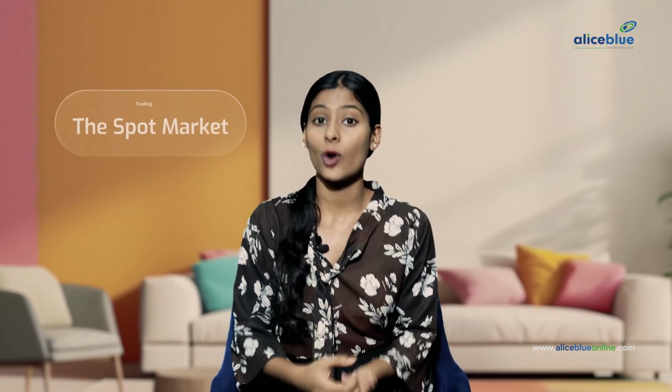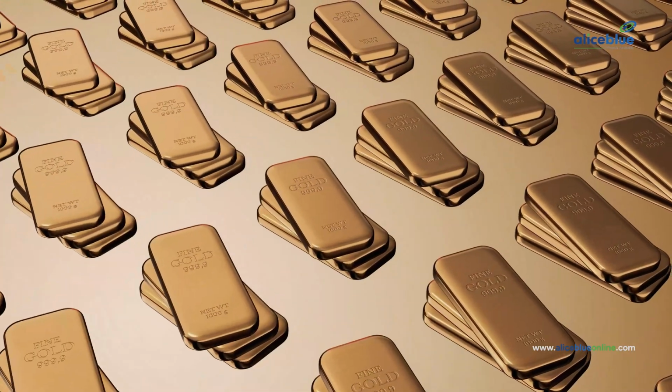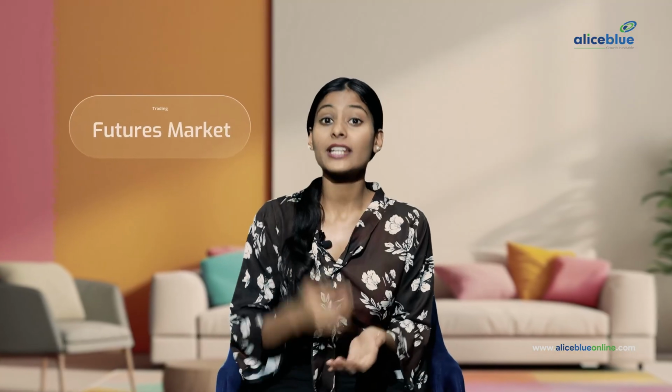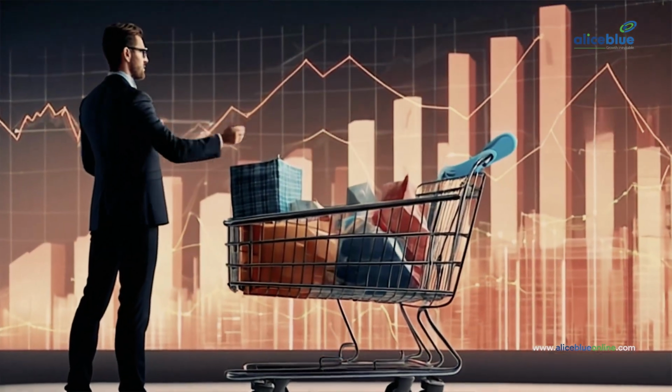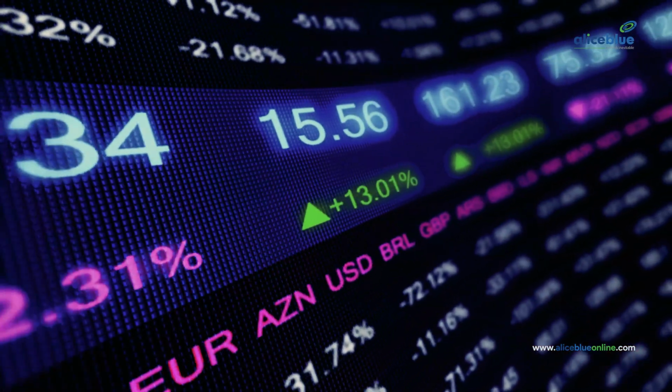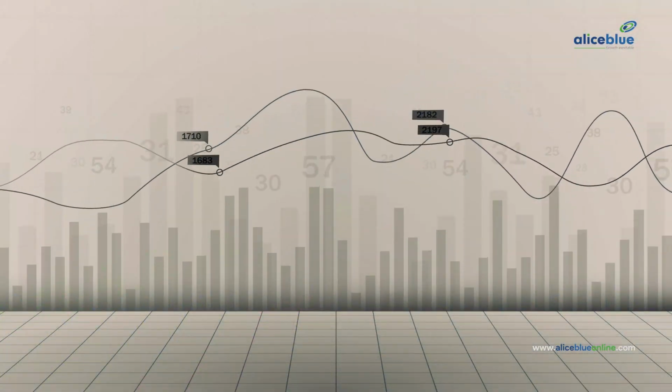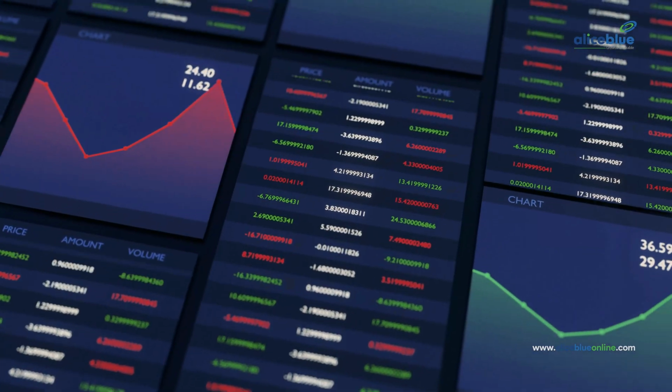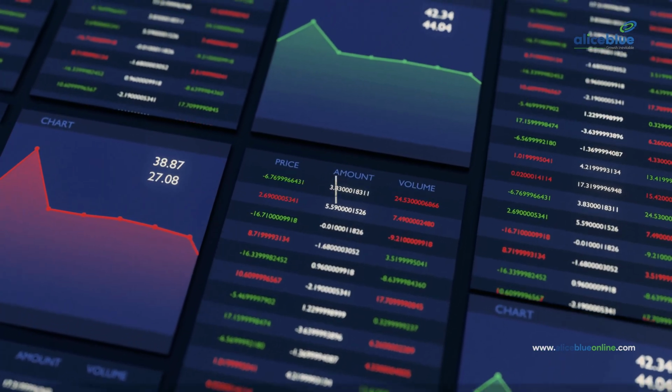Within these markets, trading happens in two primary ways. The spot market, where commodities are bought and sold for immediate delivery. For example, buying gold in the spot market means you get the gold right away. The other is the futures market, where traders buy and sell contracts to deliver a commodity at a future date for a predetermined price. This setup allows you to lock in prices now for items you will receive later.